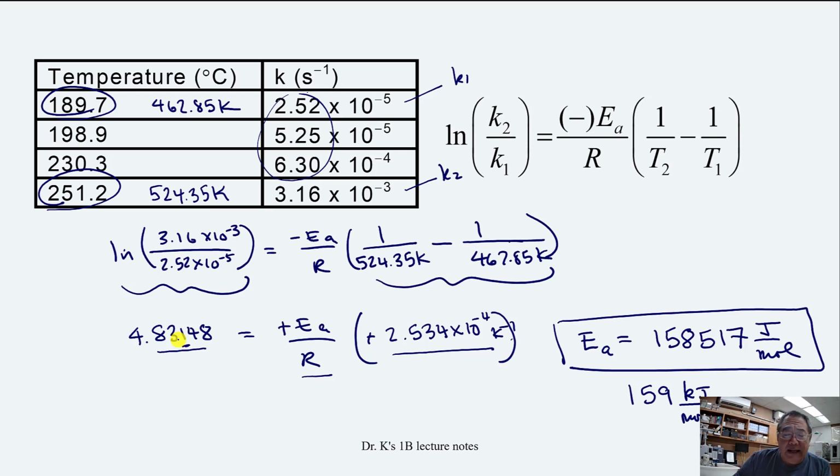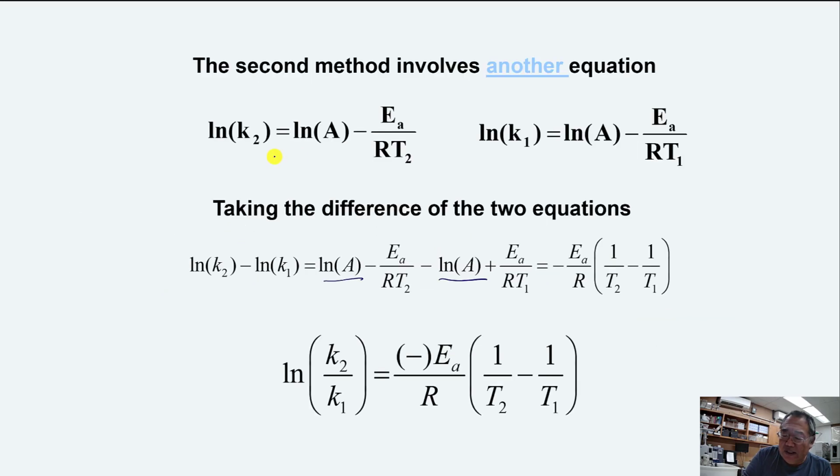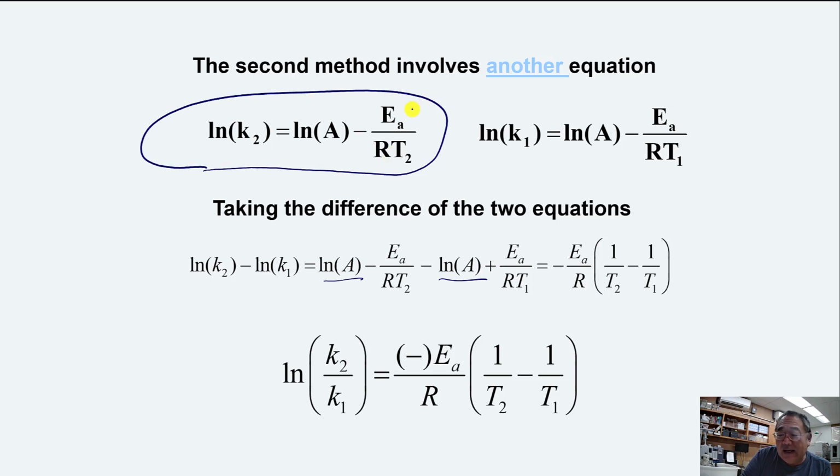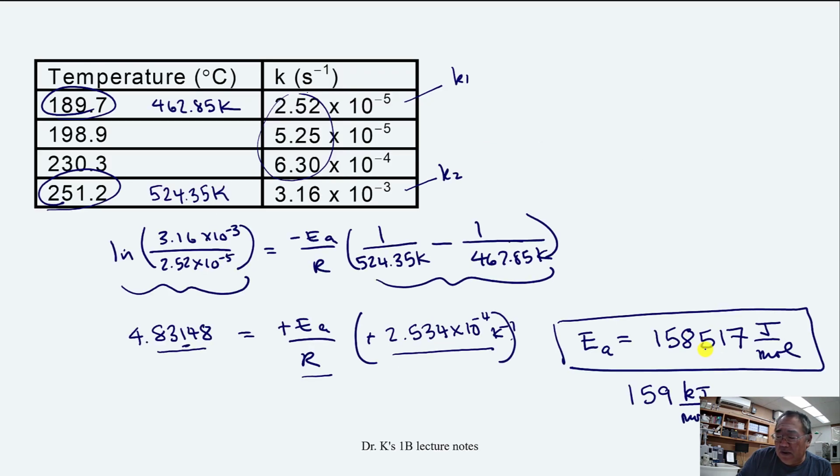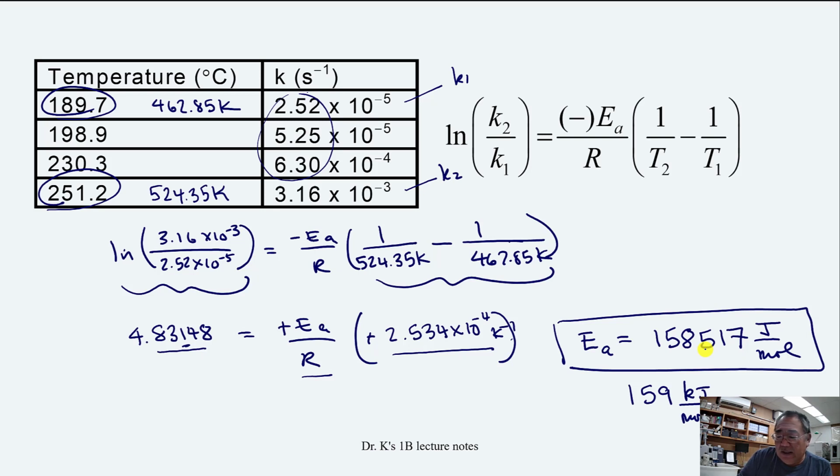Okay. Now, having gotten this number, what if you wanted to know the value for A? Then what you would do is go back to this equation and plug everything in. You have EA, you have R, you'll have a temperature and a rate constant, so now you can solve it for A. So that's how you use the two-point Arrhenius equation to solve for an activation energy.